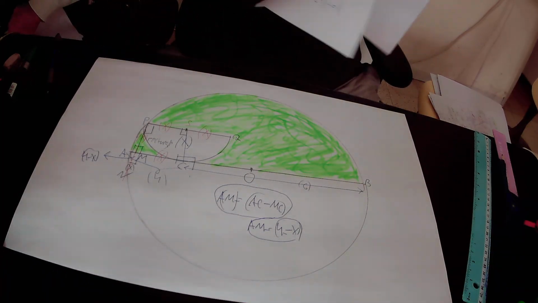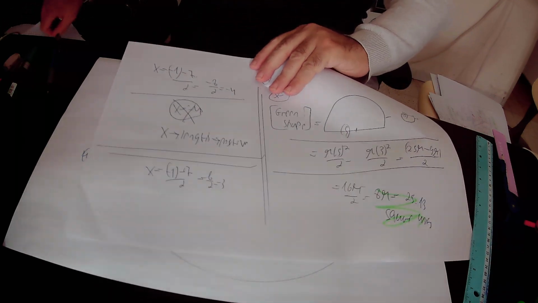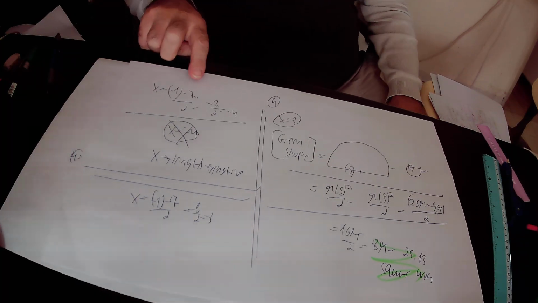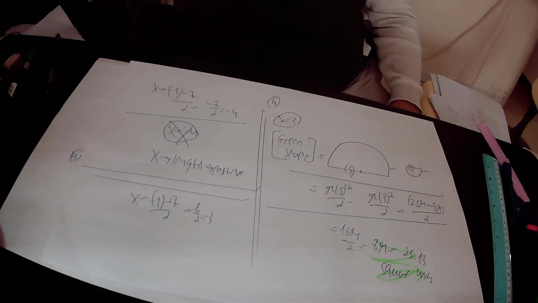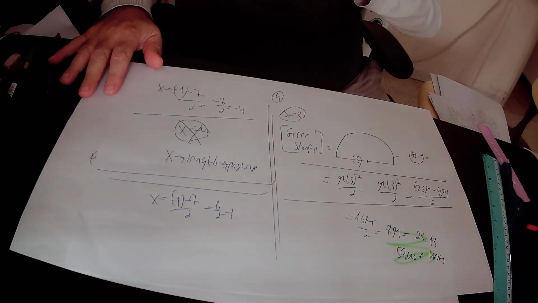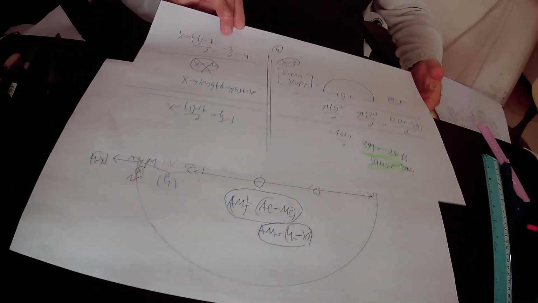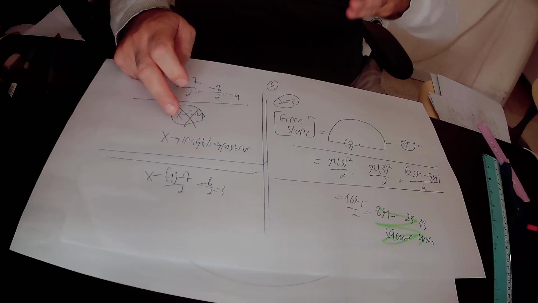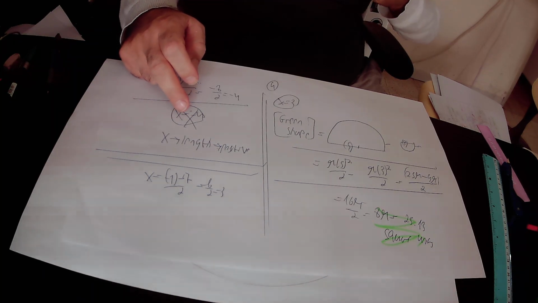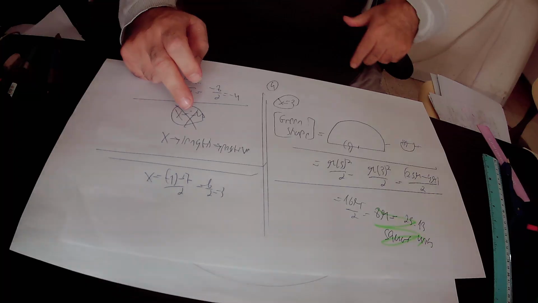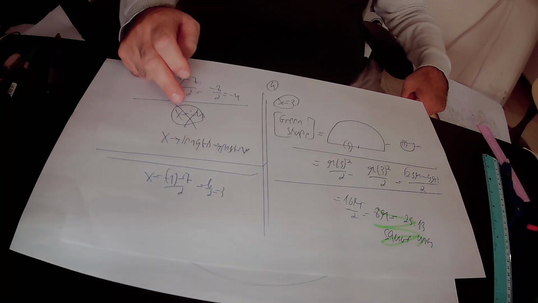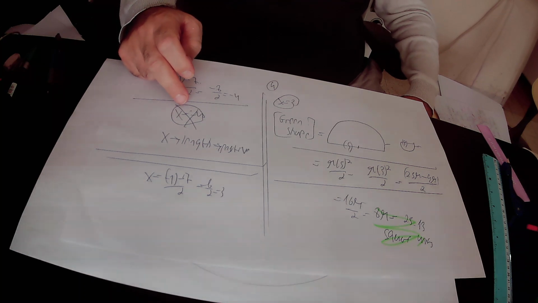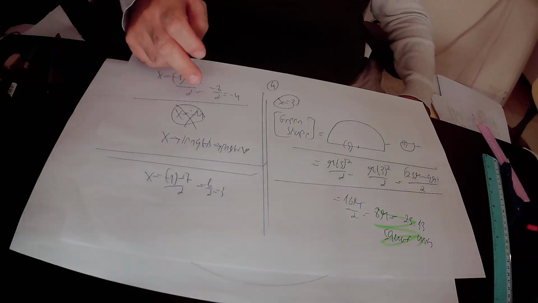The first solution for x is that x equals minus 1 minus 7 over 2. Minus 1 minus 7 is minus 8, and minus 8 over 2 is minus 4. So the first solution for x is minus 4. But x can never be equal to minus 4, because x is the radius of this small semicircle. So x is a length, and as a length, it must be a positive number. It can never be equal to minus 4, that is a negative number. So we cancel the first solution for x.